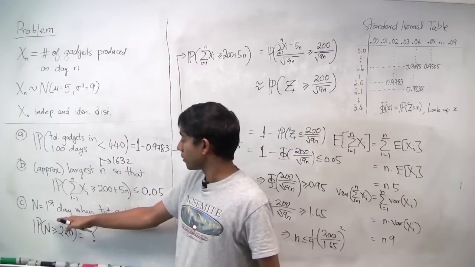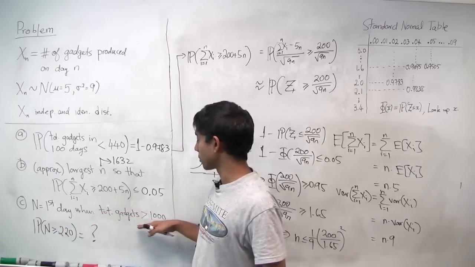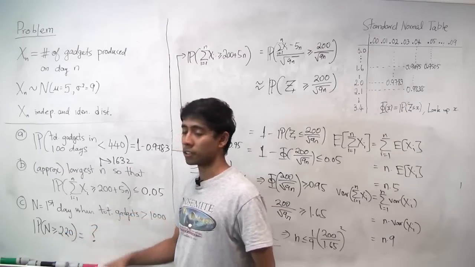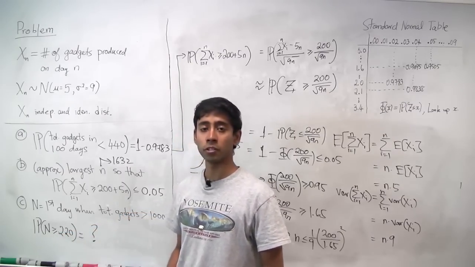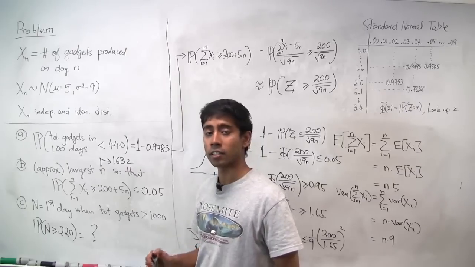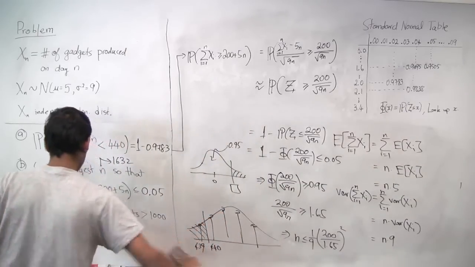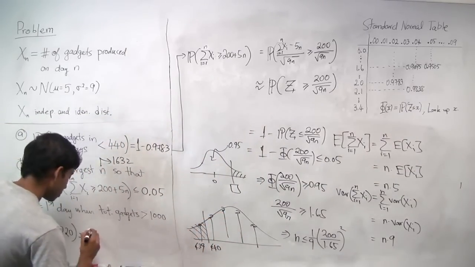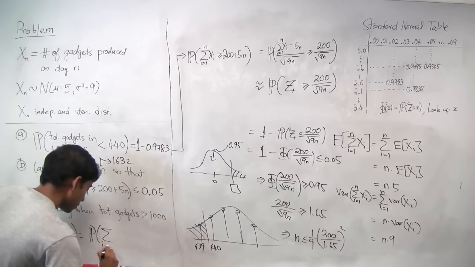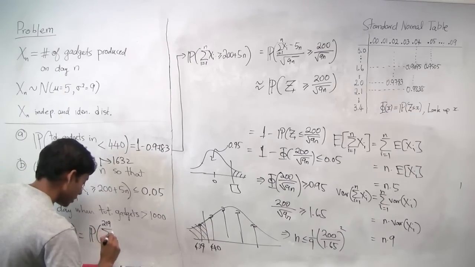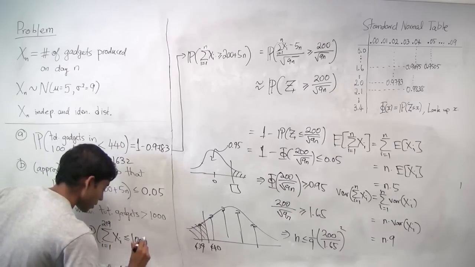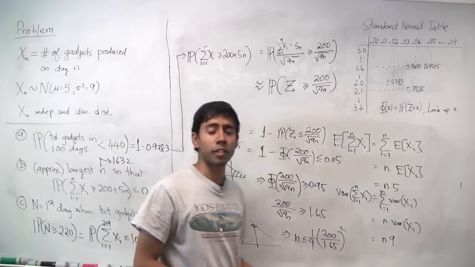All right, last part. Let n be the first day when the total number of gadgets is greater than 1,000. What's the probability that n is greater than or equal to 220? Again, we want to use the central limit theorem, but the trick here is to recognize that this is actually equal to the probability that the sum from i equals 1 to 219 of X_i is less than or equal to 1,000. Okay. So let's look at both directions to check this.